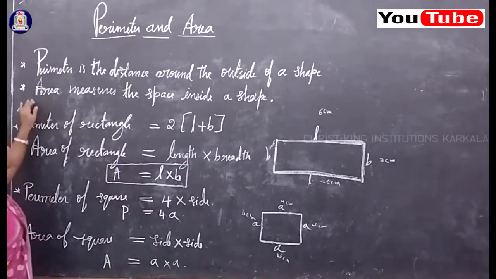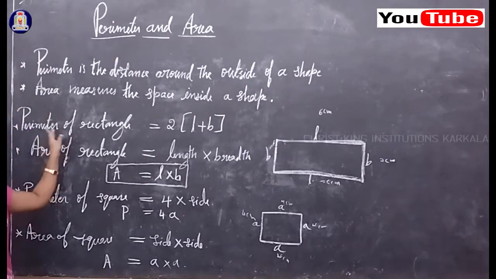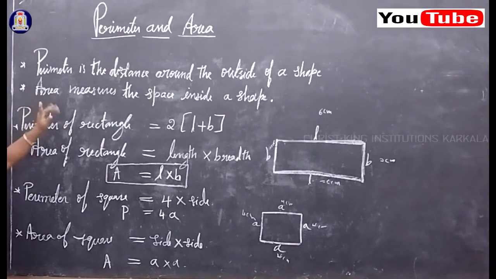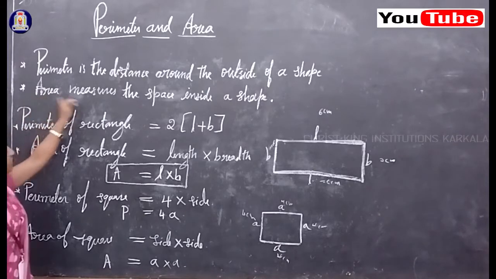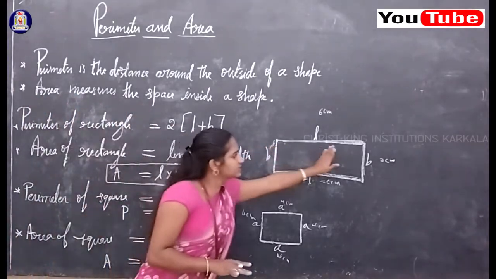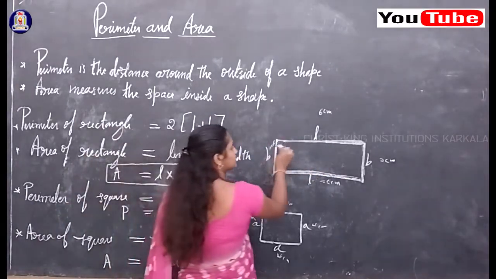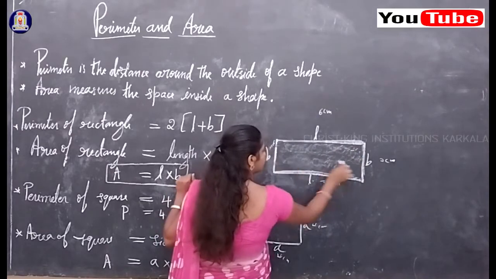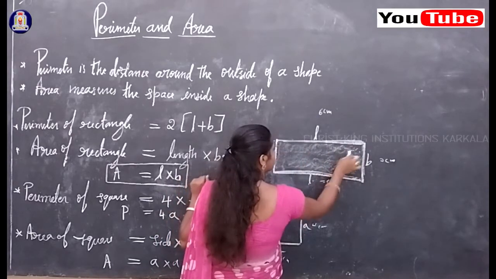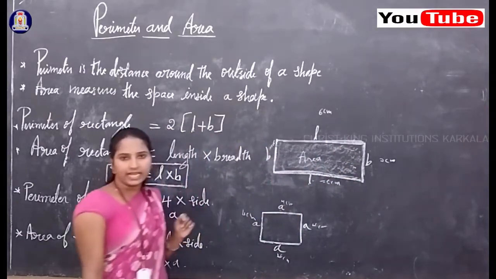So first we'll see what is the area. Now perimeter is understood, adding all the four sides, the length of all the sides, right? So now area means, area measures the space inside the shape. Clear? How much space is covered in this rectangle? How much space is there here? That is what area is. So this is the area of the rectangle.